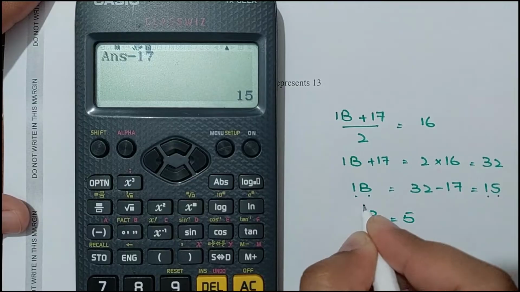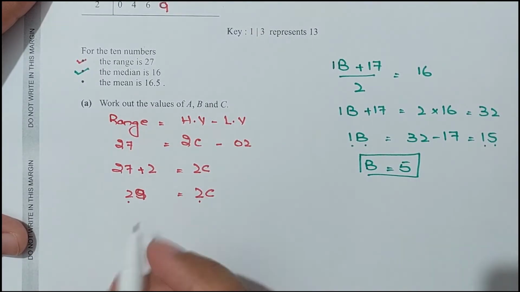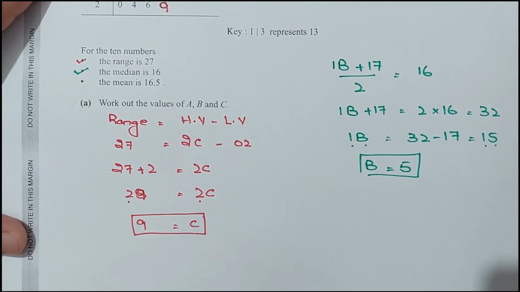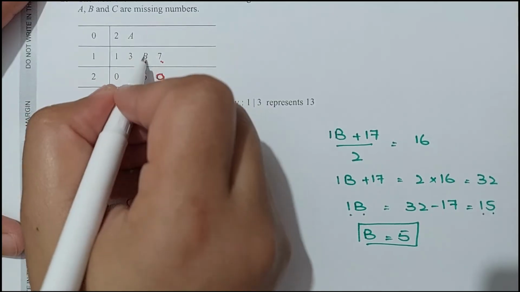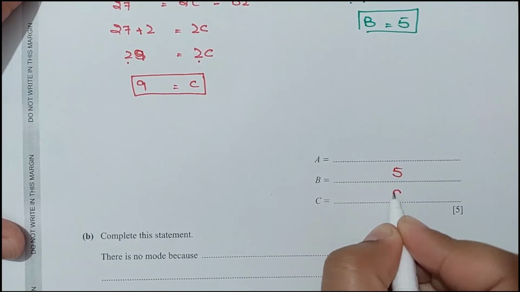From here we can easily guess the B value, and we can easily guess the C. 9 is the C value. Okay, B value is 5. The C value is 9. 5 and 9.